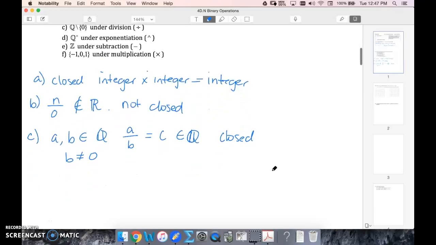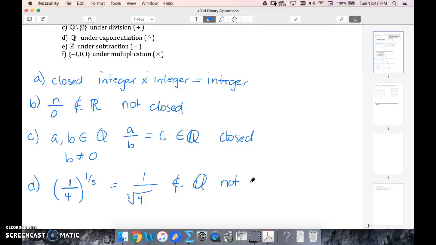All right, rationals under exponentiation, it's a terrible word. So if I take a number and raise it to a fractional exponent, then I'm not going to get a rational number. So let's take, for example, 1/4 raised to the 1/2 power. Oh, that's a terrible example because that is actually going to be rational. Let's raise it to the 1/3 power. That's going to give us 1 over the cube root of 4, which is not a rational number. So this is not closed.